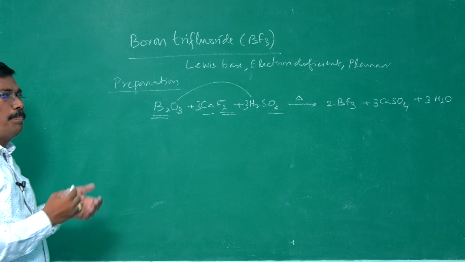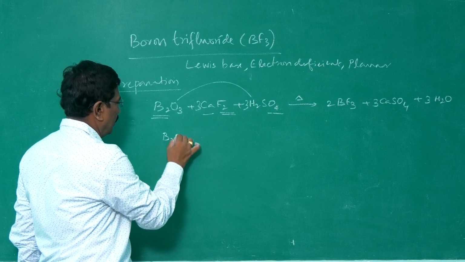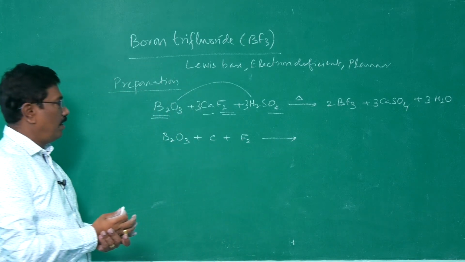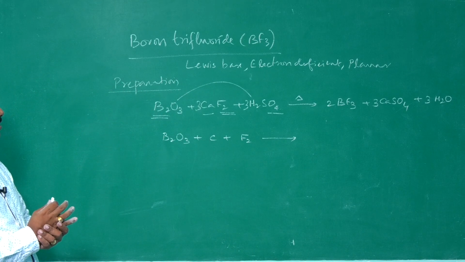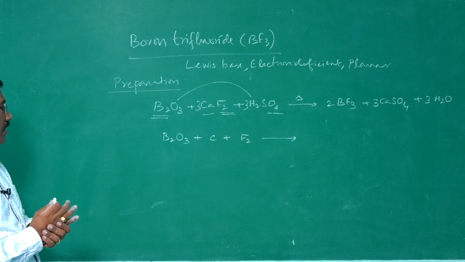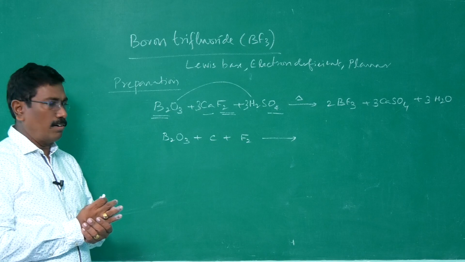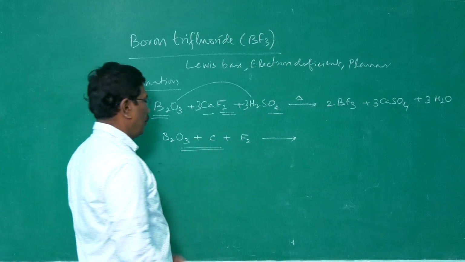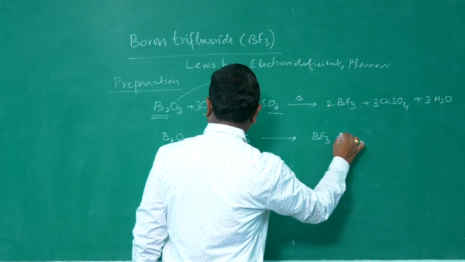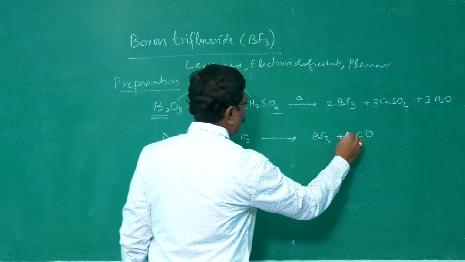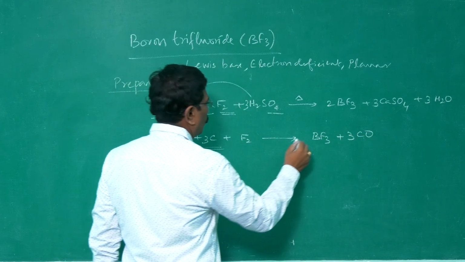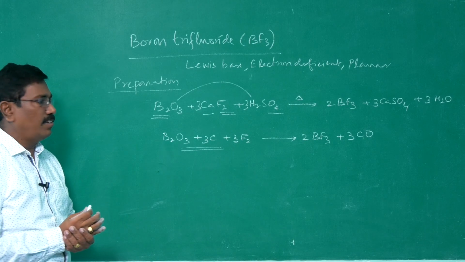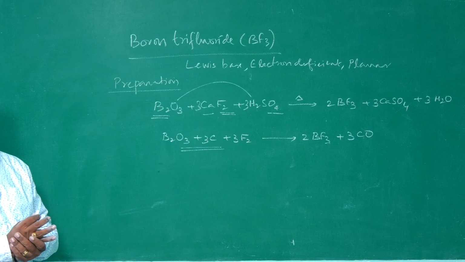Then it may also be prepared by the reaction of boron trioxide with carbon and fluorine. Typically, the example is for its element silicon, where boron and silicon have a diagonal relationship. Silica with carbon and chlorine gives silicon tetrachloride. Same thing. Carbon combines with oxygen to become carbon monoxide. Boron combines with fluorine to become boron trifluoride. Boron trifluoride plus carbon monoxide. 3 oxygen, therefore 3 CO. 2 boron, therefore 2 BF3. 6 fluorine, therefore 3F2. So, boron trioxide, when allowed to react with carbon and fluorine, forms boron trifluoride.